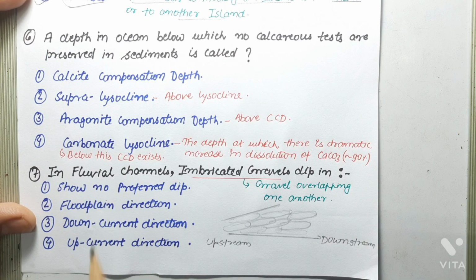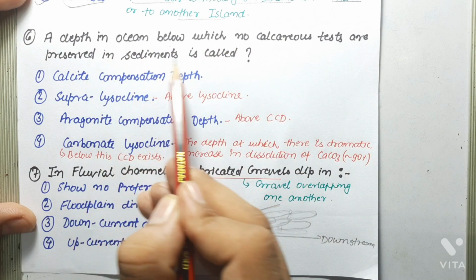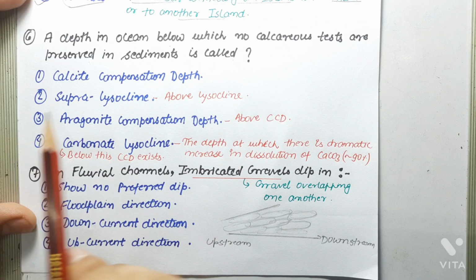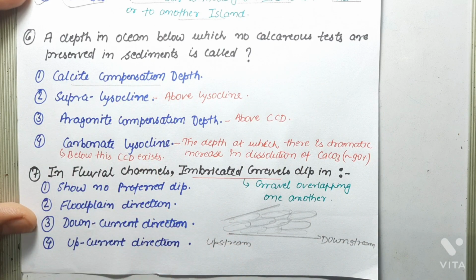Next question says, a depth in ocean below which no calcareous tests are preserved in sediments is called. Okay, so calcite compensation depth. Calcite compensation depth is the depth in ocean below which the rate of supply of calcite or calcium carbonate equals the rate of dissolution, and that's why no more calcite is deposited below this depth, and therefore shells of animals dissolve and carbonate particles may not accumulate in sediments on the seafloor below this depth.